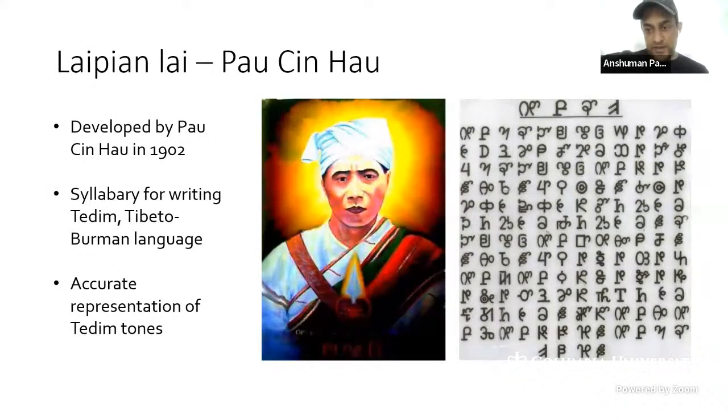On the periphery of Burma and India, an individual named Pau Cin Hau developed a syllabary in 1902 for writing Tedim. And his goal was to develop a script that could accurately represent the tones of Tedim, but also that would give the Tedim community a distinctive script that stood apart from the orthography that was presented to them by the Baptist missionaries, and also by the majoritarian Burmese community in that area. So this is a form of the script that he designed.